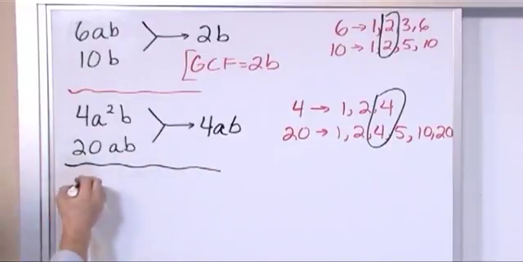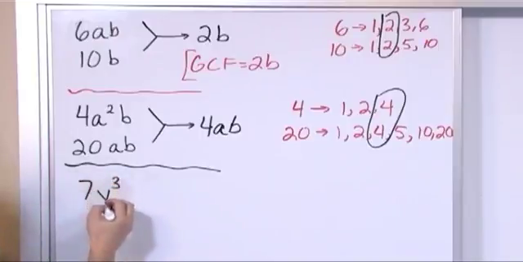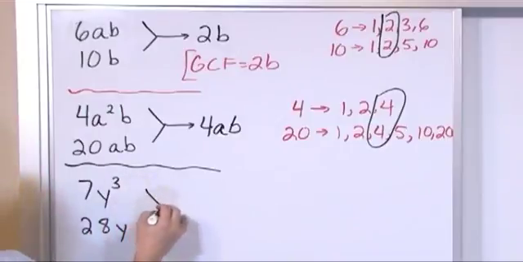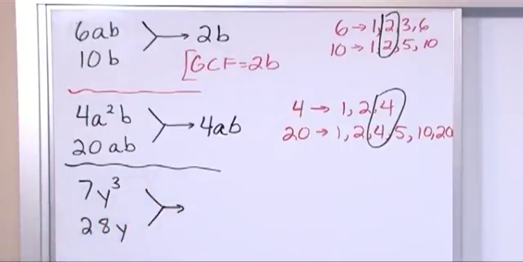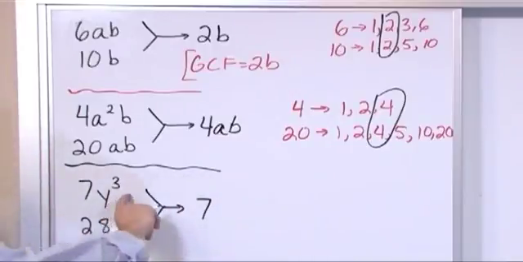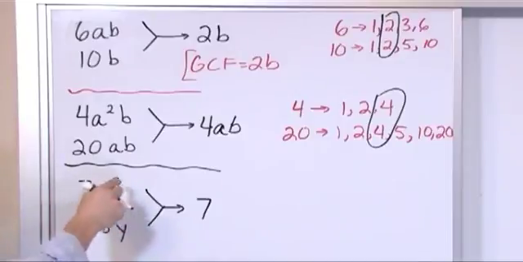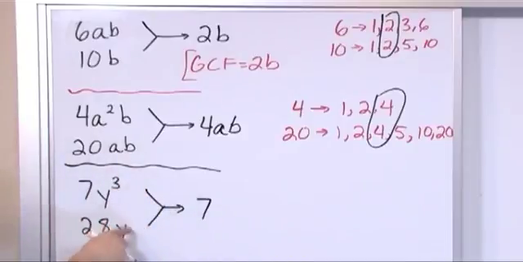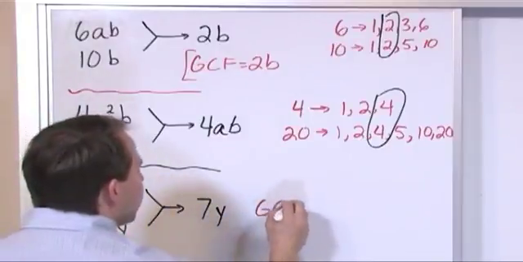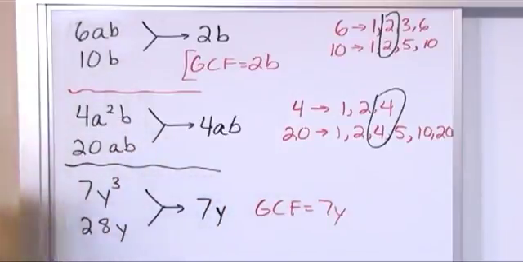All right, let's say we have 7 times y cubed, and we have 28 times y. So we need to find out what the greatest common factor between these numbers is. Now, if you list the factors of 7 and list the factors of 28, what you're going to find is the greatest common factor is 7. So you're done with that part. Now you look at the variables. You have y cubed up here, which is like y times y times y, so you have 3 y's up there. Only 1 y down here, so we only have 1 y common to both. So the greatest common factor is 7y.